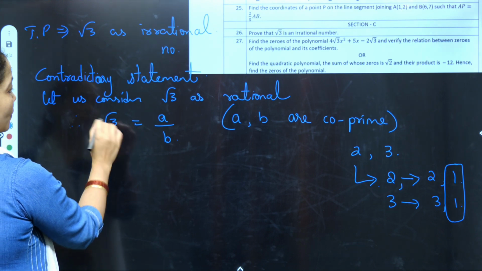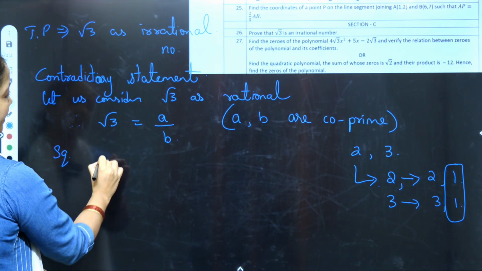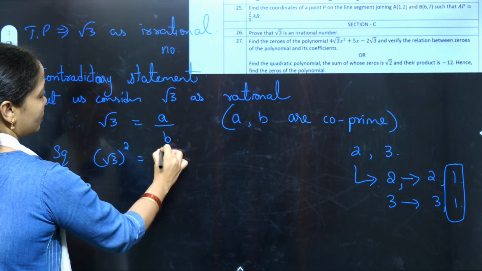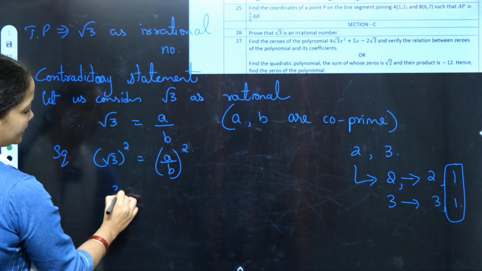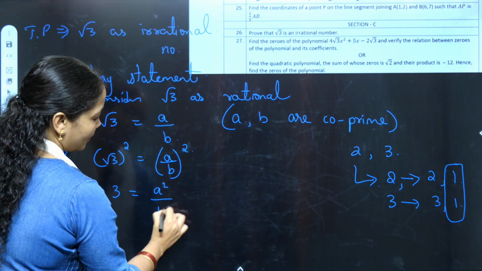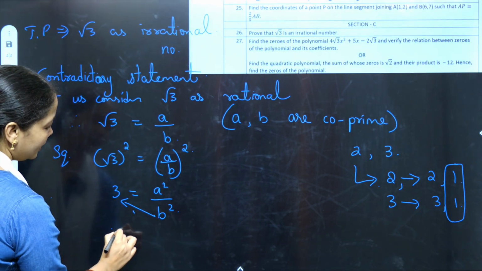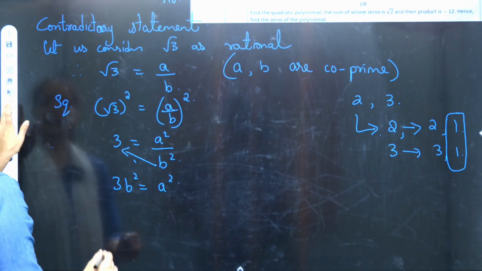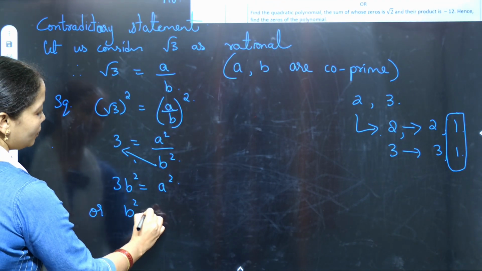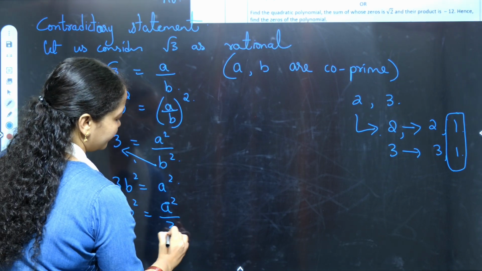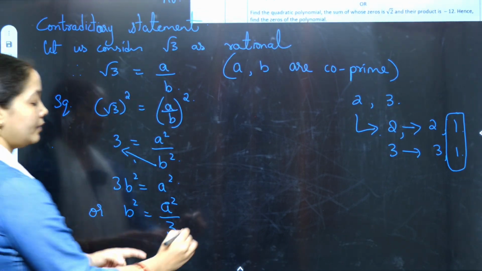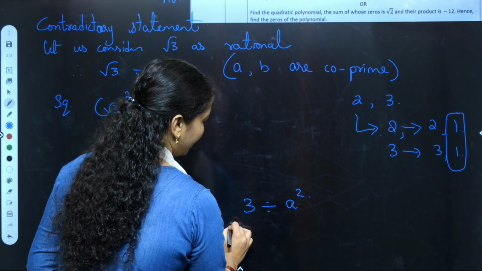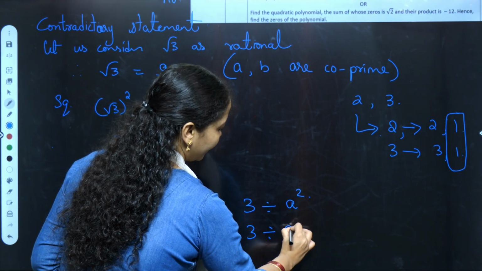Now I am squaring on both the sides. Squaring it, root 3 the whole square is equal to a by b the whole square. So root 3 square is 3, equal to a square by b square. Hence I am taking b square here: 3b square equal to a square, or I can write b square equal to a square by 3. When I am writing this, it implies 3 divides a square. Therefore, 3 can even divide a.